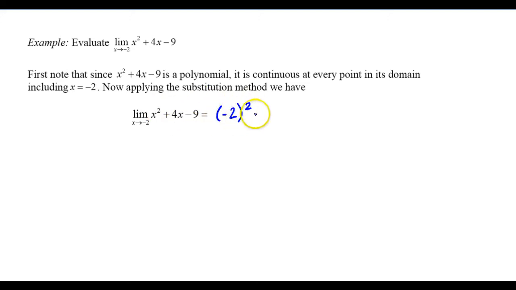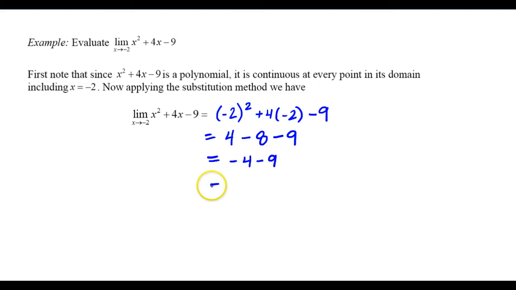So negative 2 squared plus 4 times negative 2 minus 9. So we'll get 4 minus 8 minus 9. So this is going to become negative 4 minus 9. So our limit is negative 13. Because this is a continuous function everywhere, negative 2 falls in that domain. So we can just go ahead and substitute negative 2 into the x values and get out our limit value. So the limit value equals the function value.